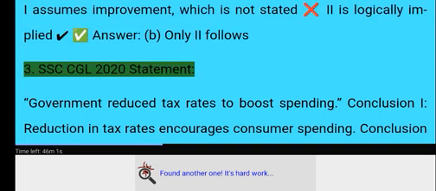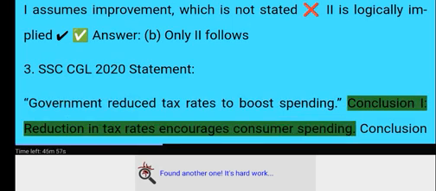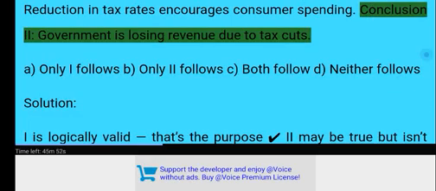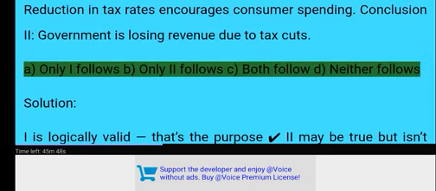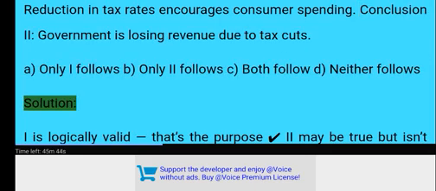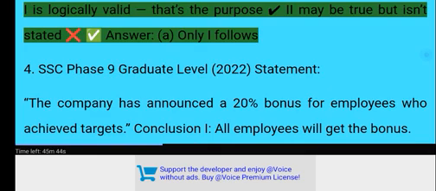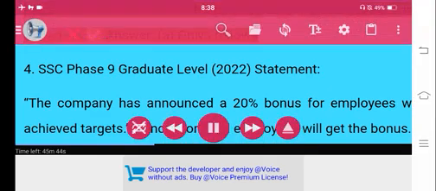Question 3, SSC CGL 2020. Statement: Government reduced tax rates to boost spending. Conclusion 1: Reduction in tax rates encourages consumer spending. Conclusion 2: Government is losing revenue due to tax cuts. Solution: 1 is logically valid. 2 may be true but isn't stated. Answer: Only 1 follows.